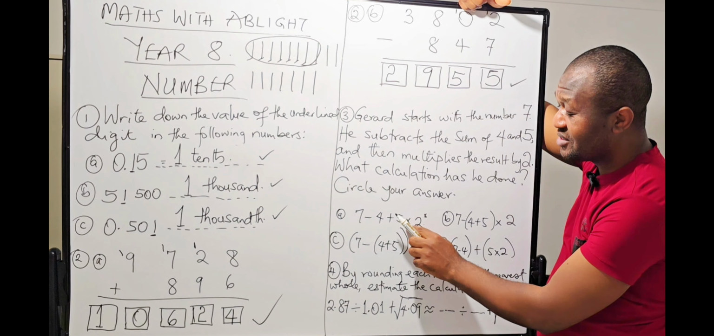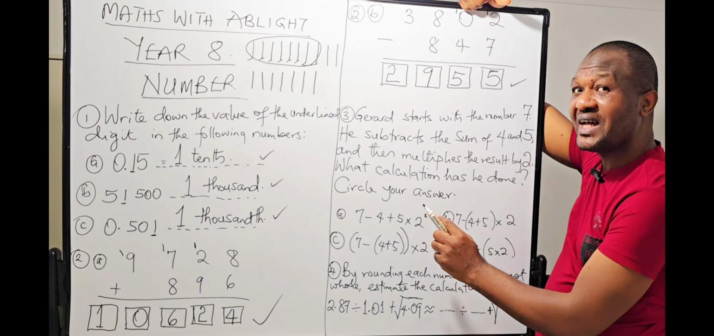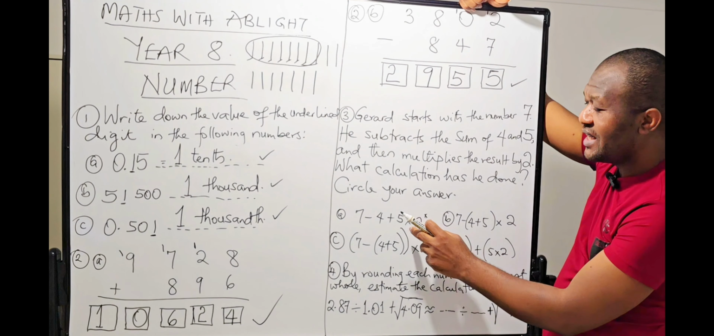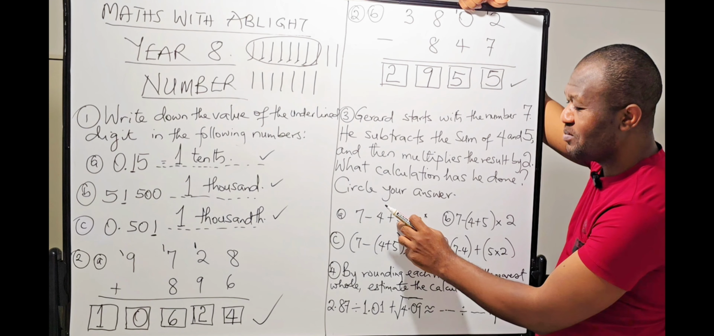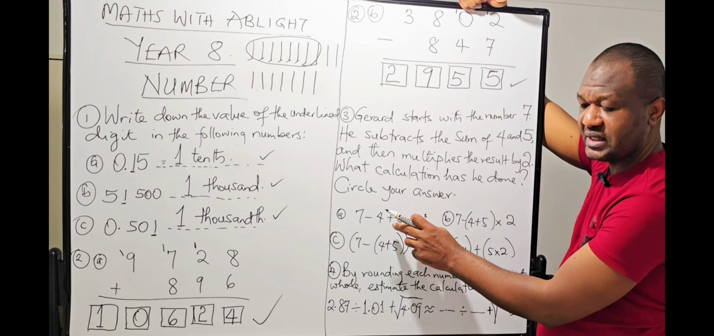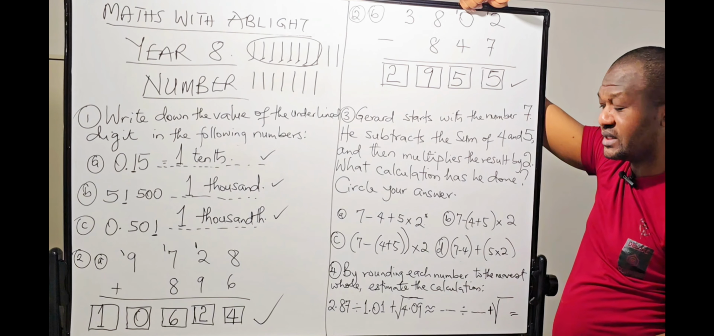Then he multiplies the result by 2. Because of that, then he said, and then multiplies the result by 2. It means whatever will be happening among these 3 numbers will all have to be in a bigger bracket. So this is out of the question already.